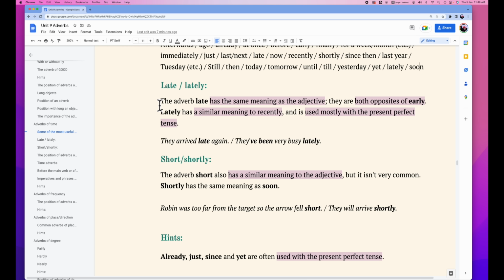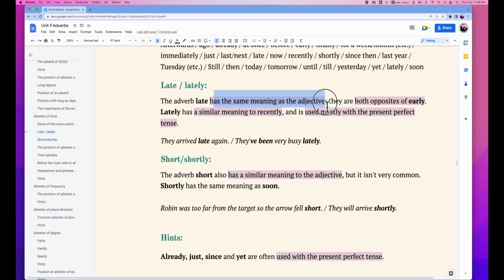There are some special adverbs of time, which mean the same when they function as an adjective or as an adverb. Let's take a look. The adverb late has the same meaning as the adjective, and both are opposites of early. Lately has a similar meaning to recently, which is a different meaning of the word late. And it is used mostly with the present perfect tense, like this. They arrived late again. They have been very busy lately. The first one, late, is telling you the time of arrival. And the other one, lately, is talking about having recently been busy.